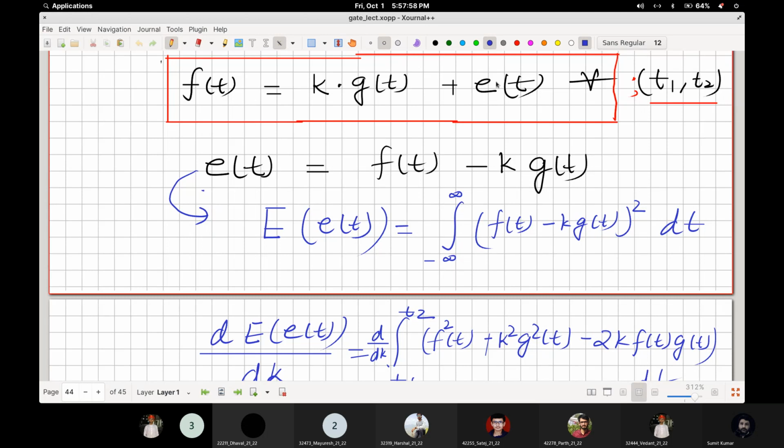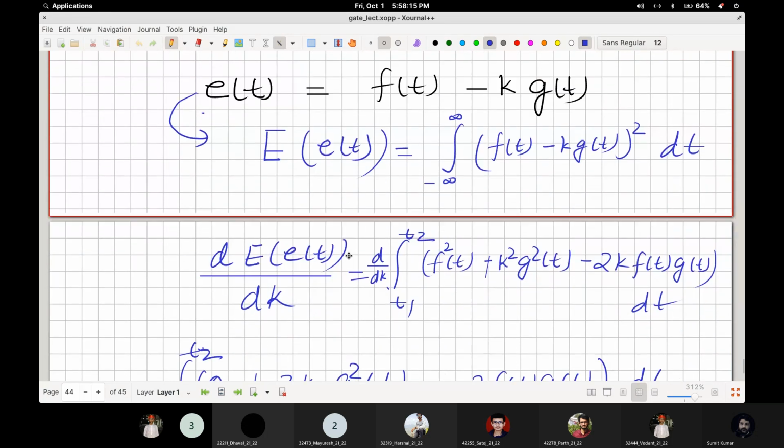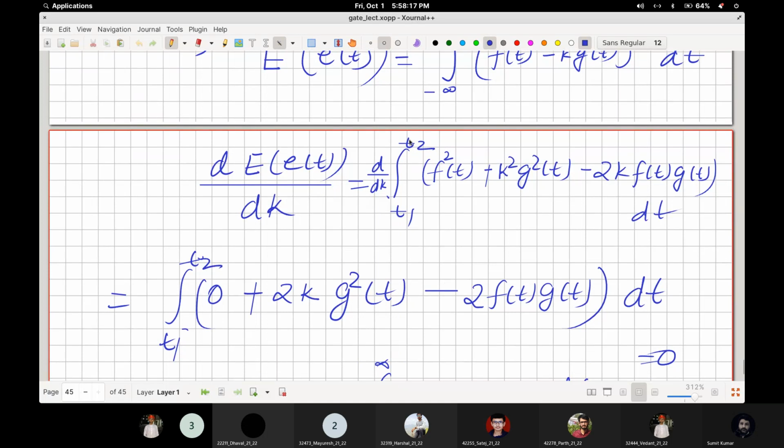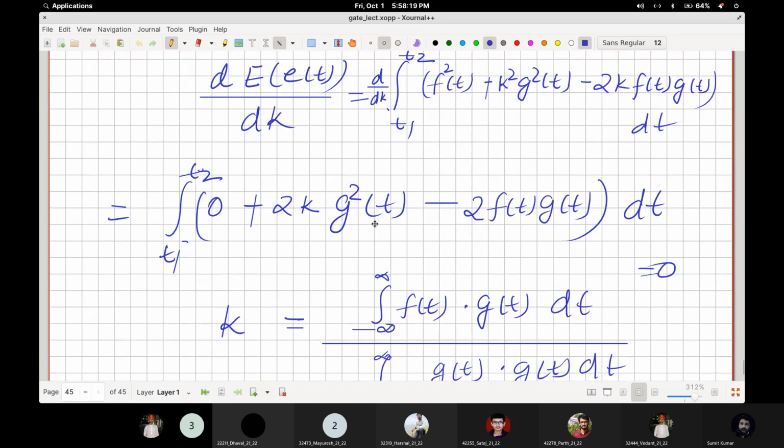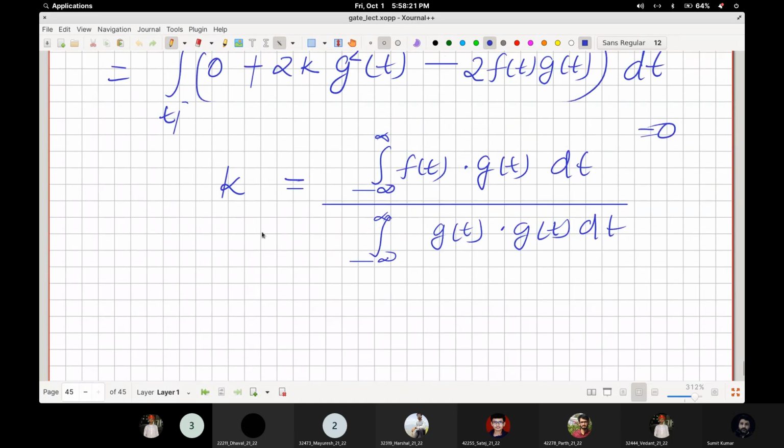But in that case, the error was simply a vector in vector space. But here in this case, this error we have to minimize its size, and its size is basically its energy. Then we try to find out its energy, and that turned out to be this between T1 and T2, and this is what we are getting as k.